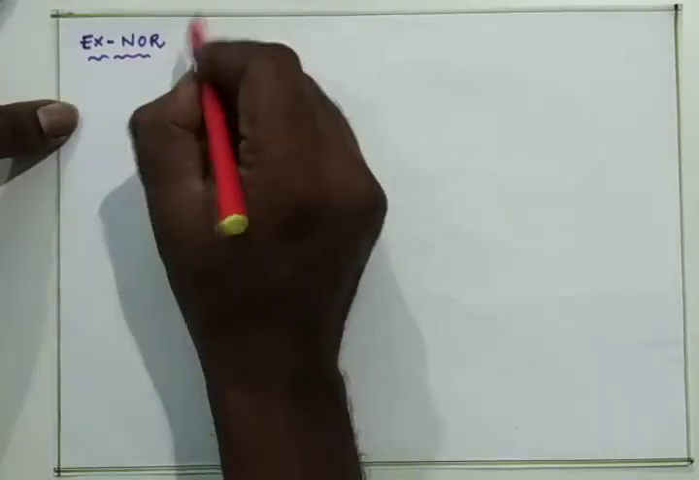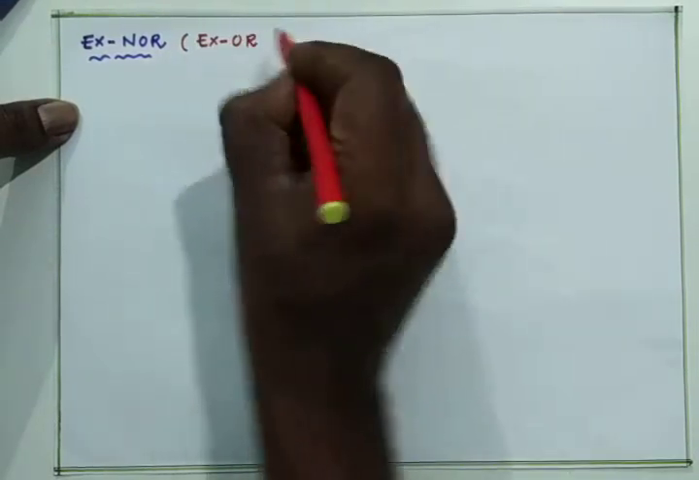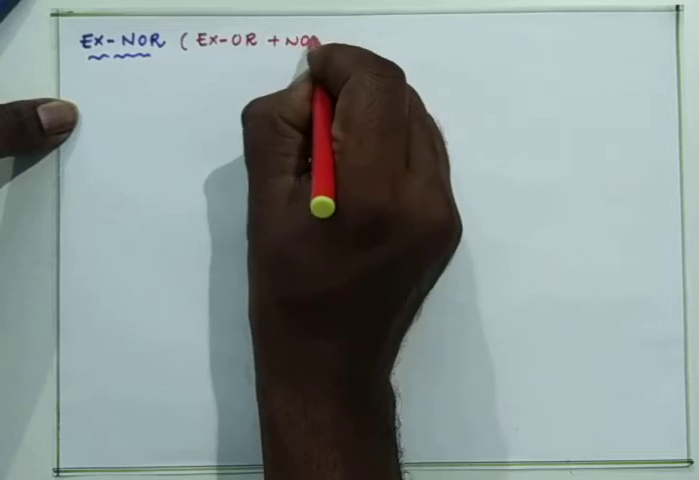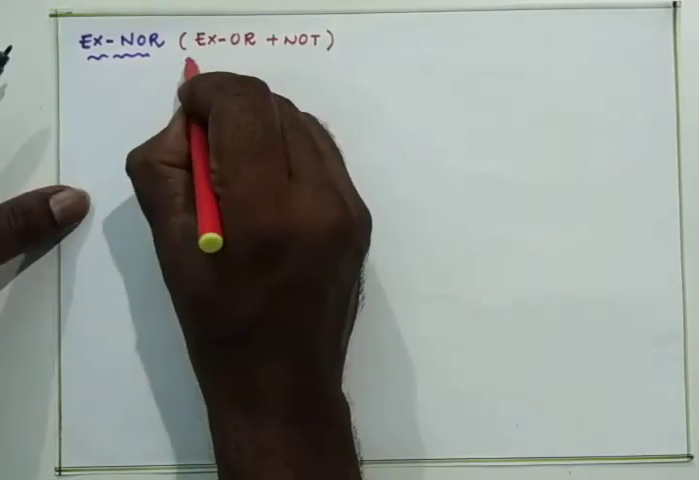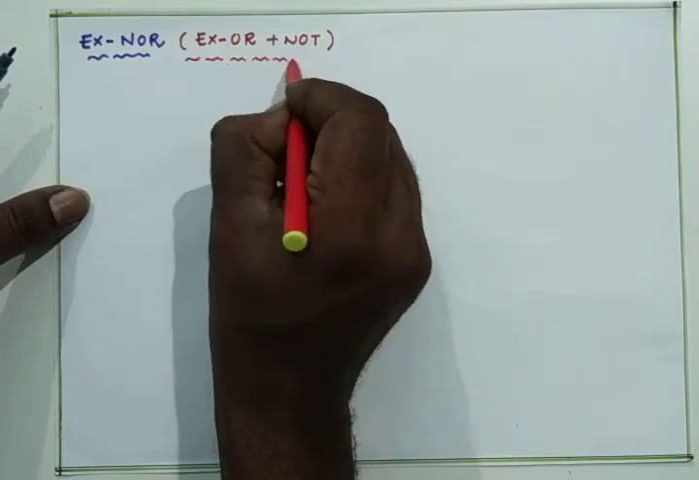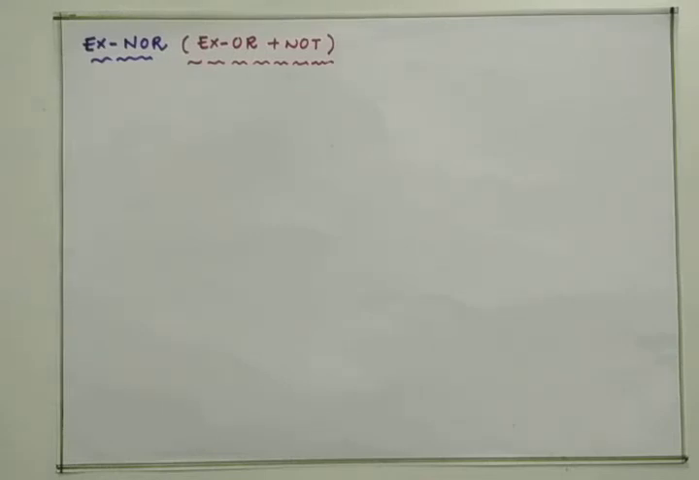Exclusive NOR is nothing but exclusive OR followed by the NOT gate. What is the other name for the NOT gate? NOT is nothing but an inverter gate, which makes the inversion of the input signal at the output side. This is the exclusive NOR gate.